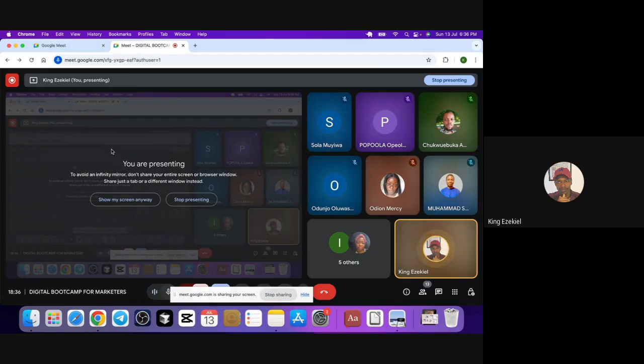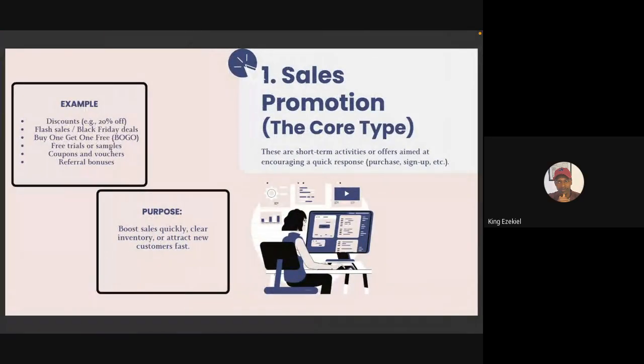It is rare for one person to buy a domain from one source and go to another source to buy hosting. Most people don't do that. It's easier to connect than to buy from another platform entirely, because it creates different complexities when connecting. So the purpose is to what? Boost sales quickly, clear inventory or attract new customers fast.